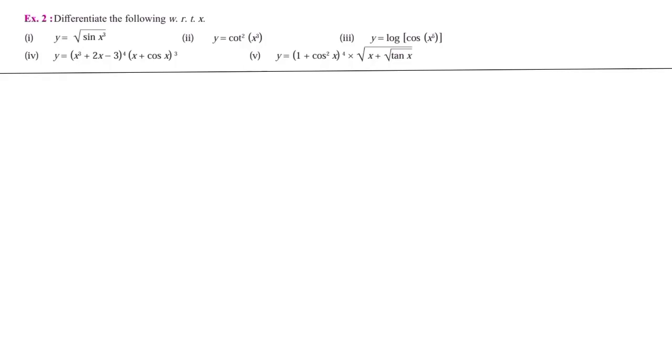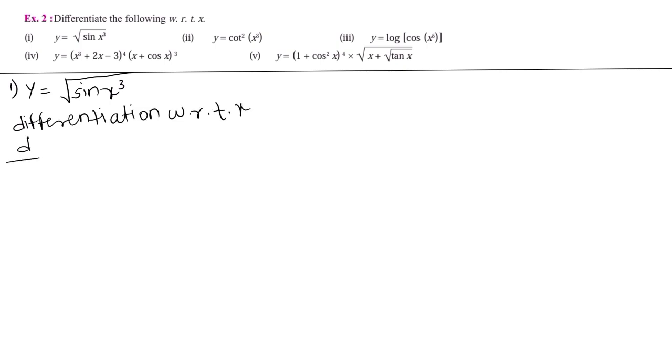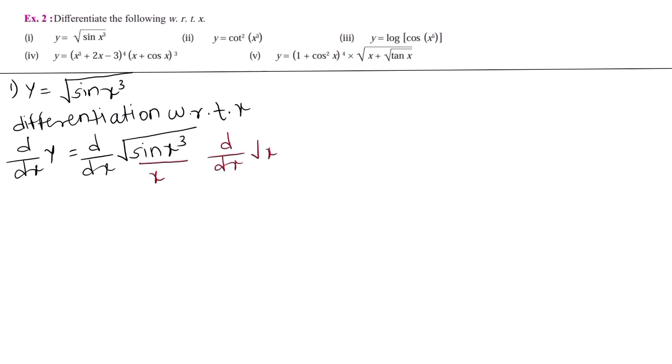Today we are going to learn differentiation of composite function with the help of these 5 examples. Our first example is y is equal to under root of sin x cube. Write differentiation with respect to x. Second step is put d by dx on both sides. Consider this sin x cube as x and solve its differentiation using root x differentiation formula.